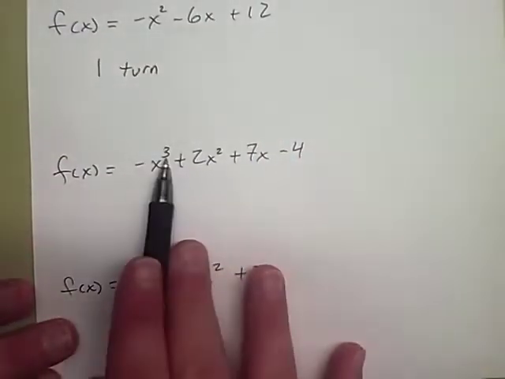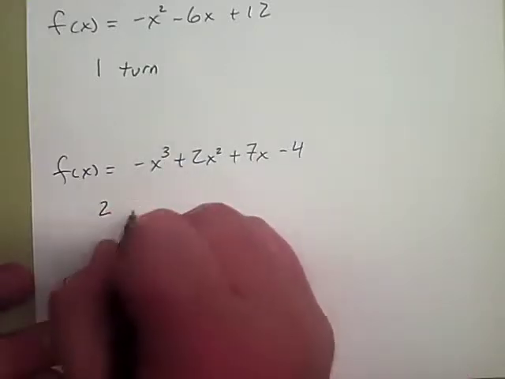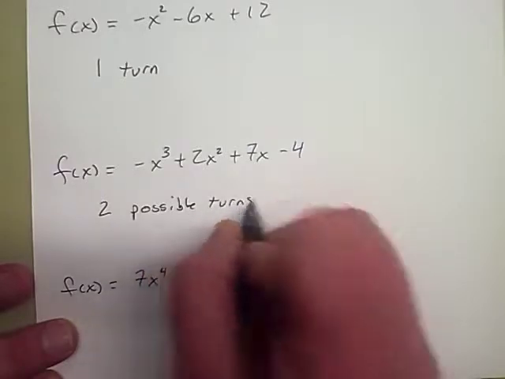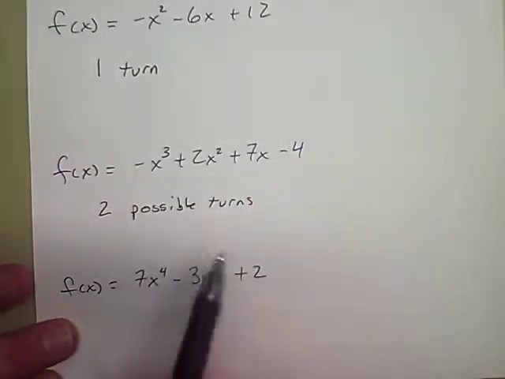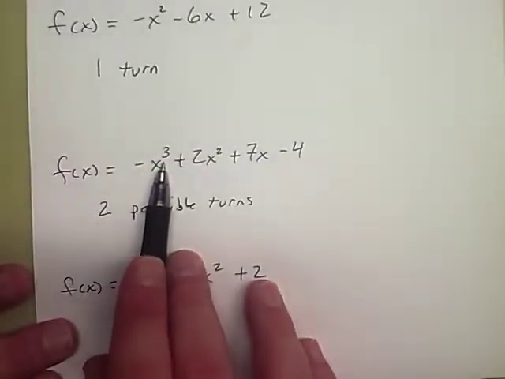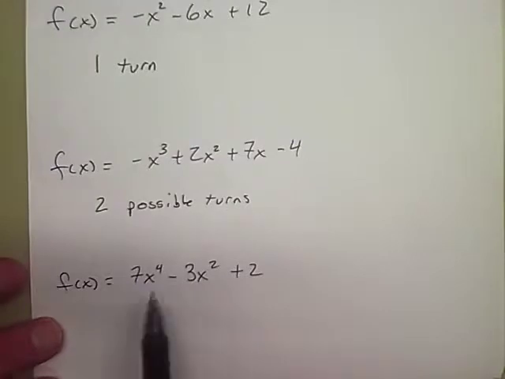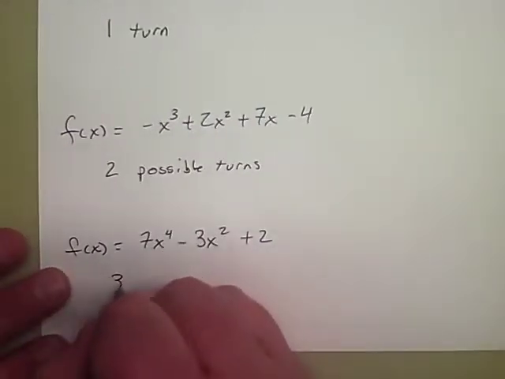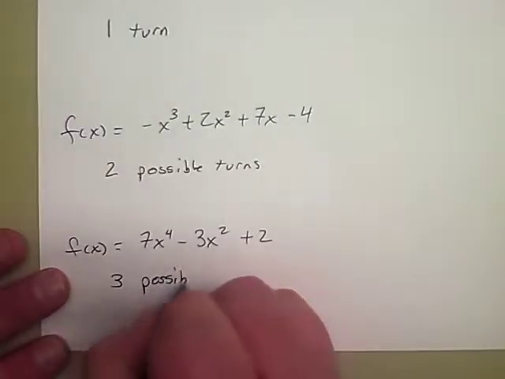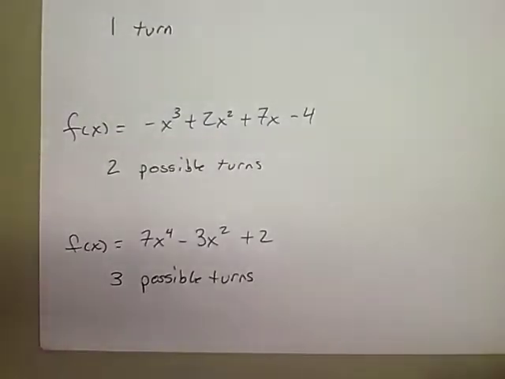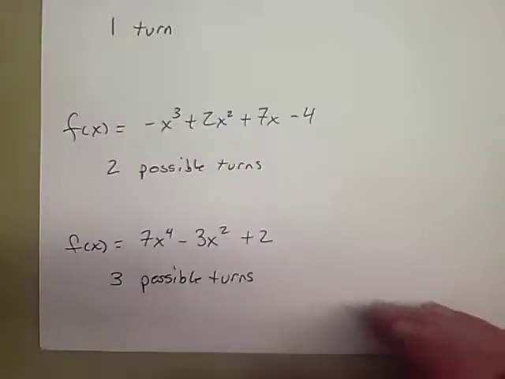Now we go to 3. Here the degree is 3, so this is going to have 2 possible turns. This could have 1 or no turns. That's kind of an interesting one. So graph a whole bunch of third-degree polynomials and you'll see what I mean. Here the degree is 4, so this is going to have a max of 3 possible turns. And that's it. There's really nothing more special than that.